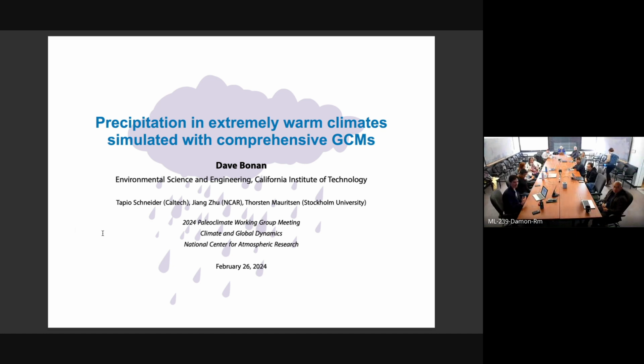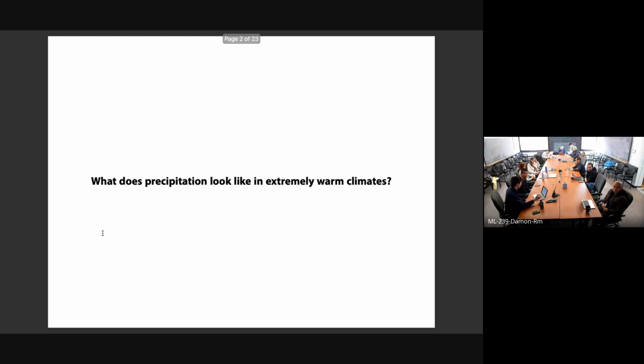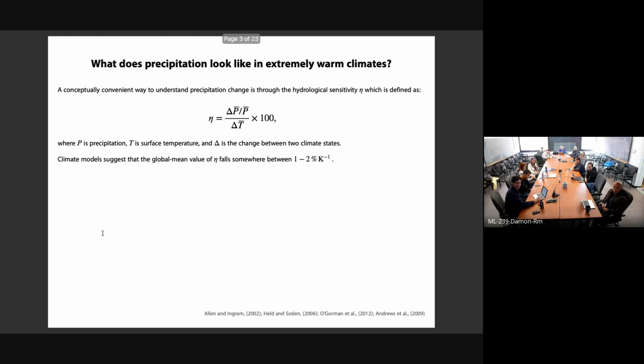It's just basically asking the question of what does precipitation look like in extremely warm climates, but simulated with comprehensive GCMs. And so the main question we're going after is what does precipitation look like in extremely warm climates? And I think a lot of people are probably aware of this conceptually convenient way of thinking about precipitation changes through this hydrologic sensitivity. I just called it eta here, but it's the ratio of precipitation change to temperature change normalized by the precipitation climatology.